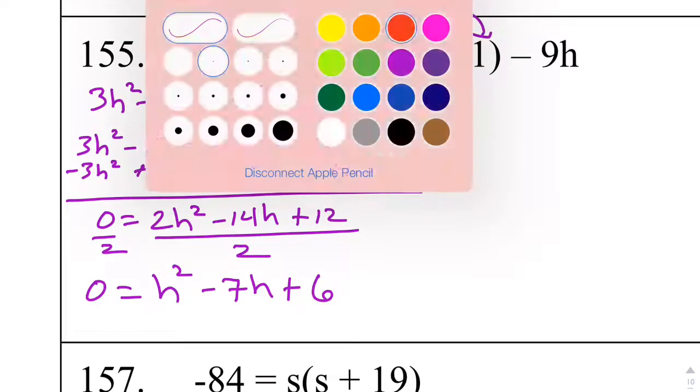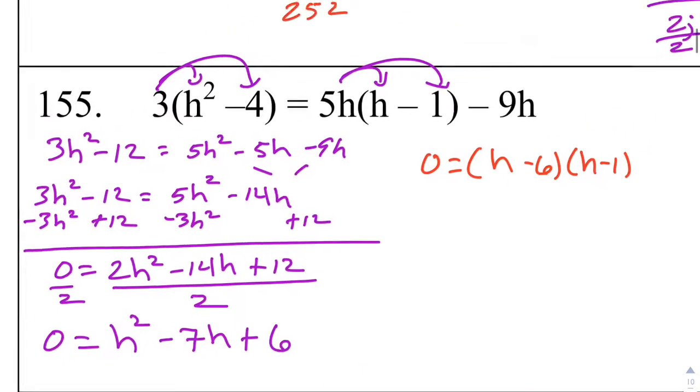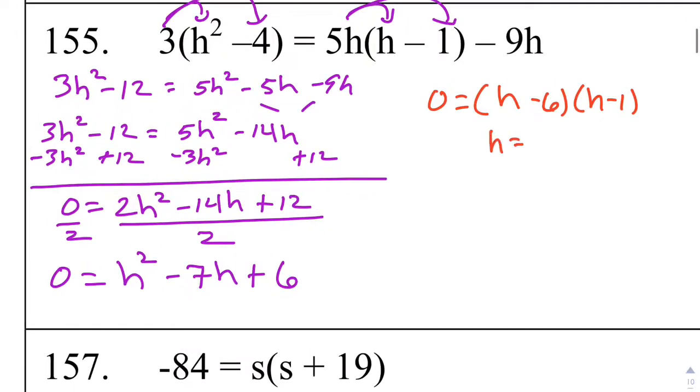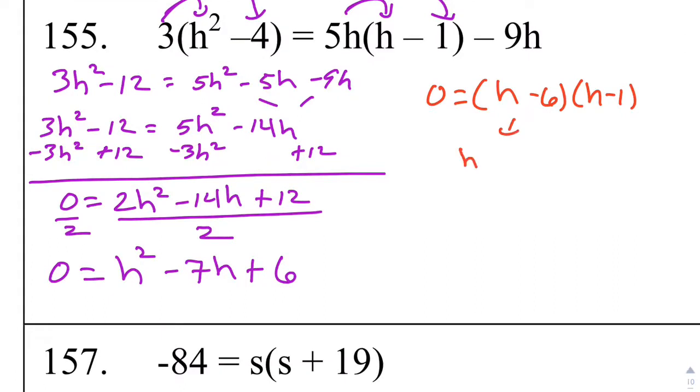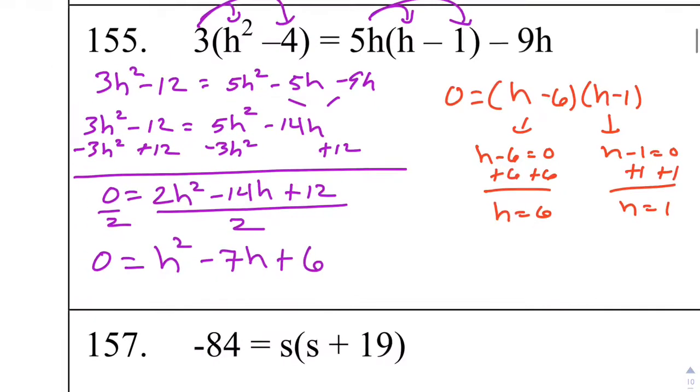And now we're going to factor into 0 equals h minus 6 and h minus 1. And so our solutions are, sorry, let me write it out. Either h minus 6 equals 0 or h minus 1 equals 0. So adding 6, h equals 6, adding 1, h equals 1. Okay, all right.